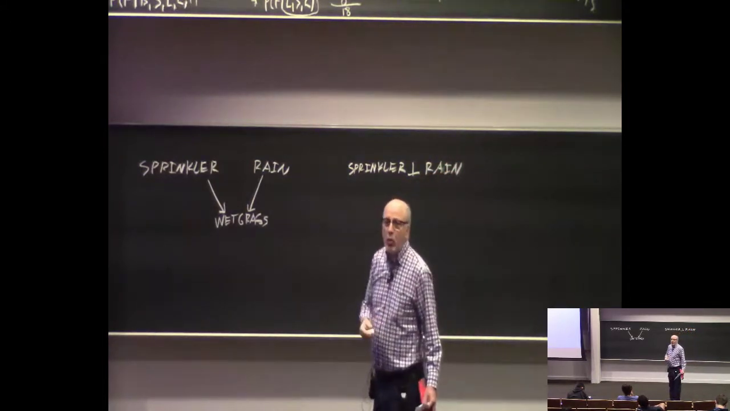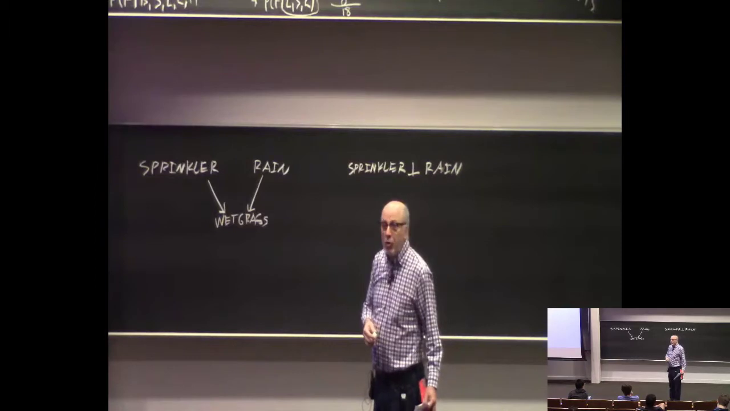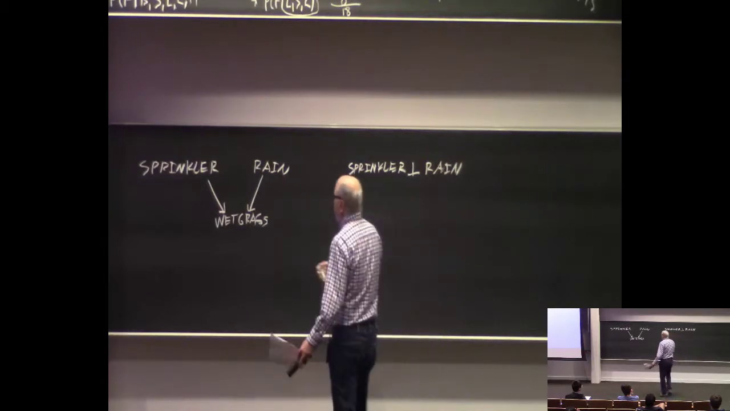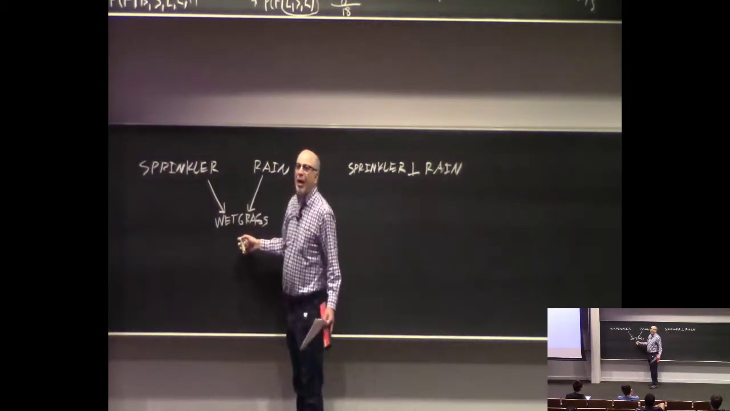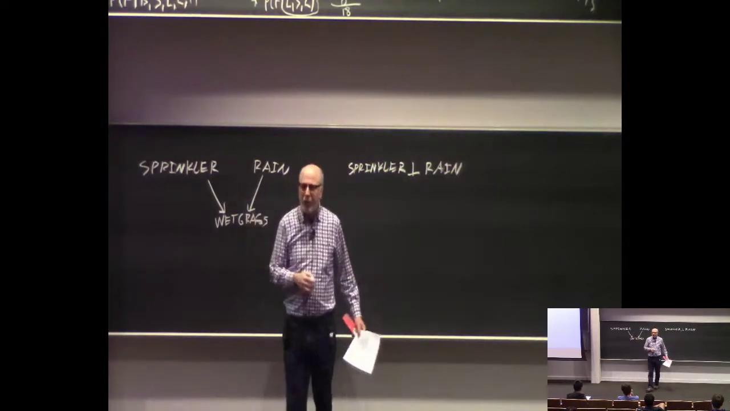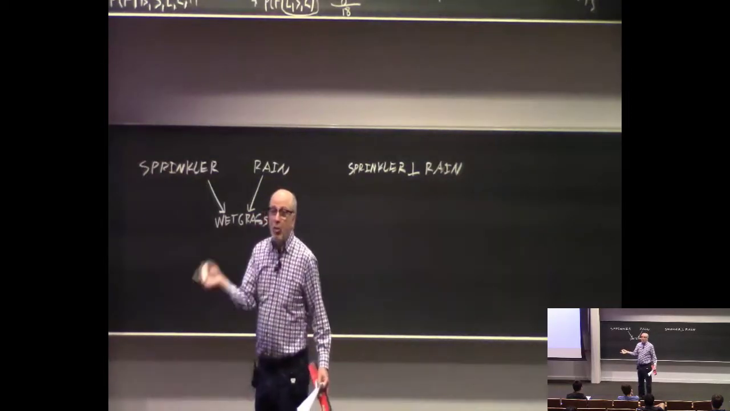Now suppose we know that the grass is wet. Do sprinkler and rain continue to be independent? The answer is no. I'll give you the intuition first. If you see that the grass is wet, you say, aha, either it rained or the sprinkler was on. And now you're in a position to learn from one about the other.